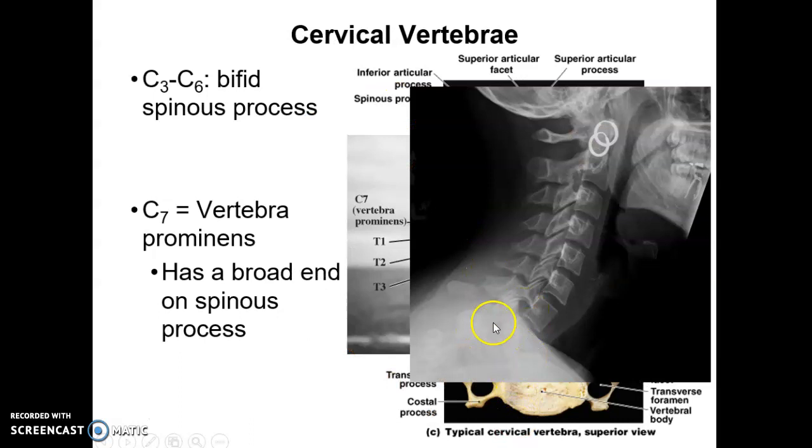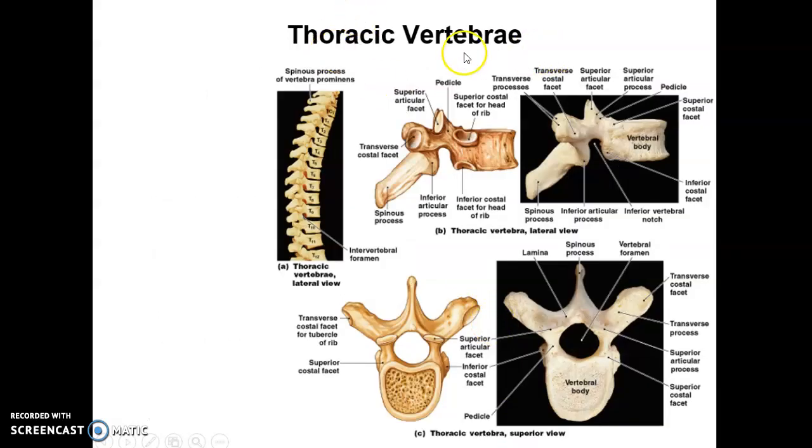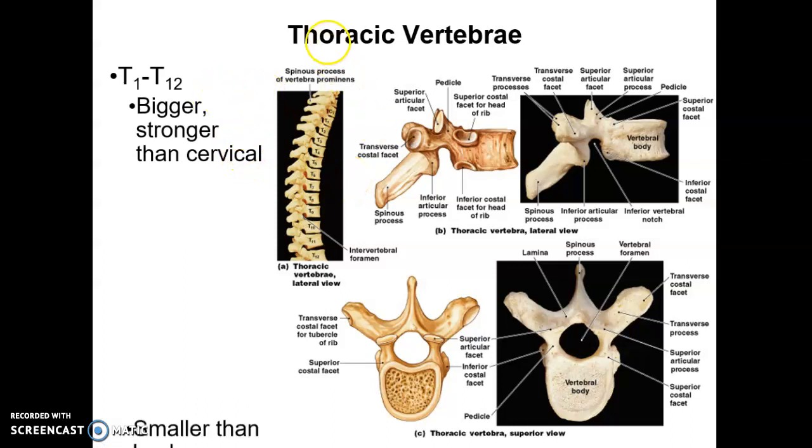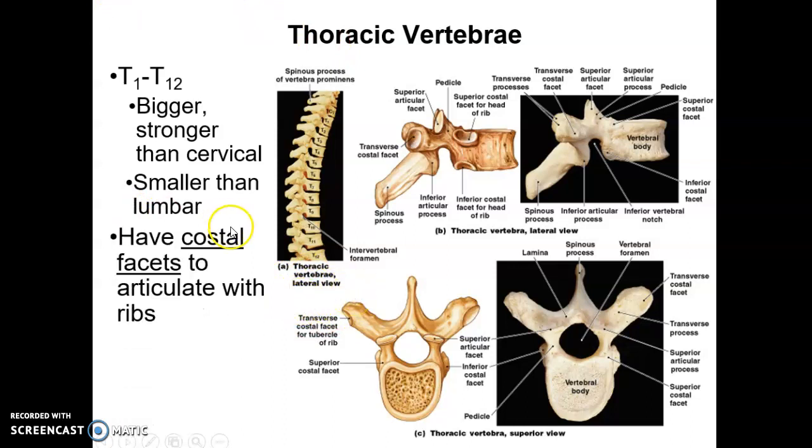Okay, so moving down inferiorly, the thoracic vertebra. These bones start to get bigger as we move down the vertebral column because they're supporting more weight. Many of the structures are similar to the cervical vertebrae, so we have T1 through T12, thoracic vertebra 1 through 12. Bigger and stronger than the cervical because they're supporting more weight. They are smaller than the most inferior lumbar vertebra though. They have costal facets to articulate with the ribs.